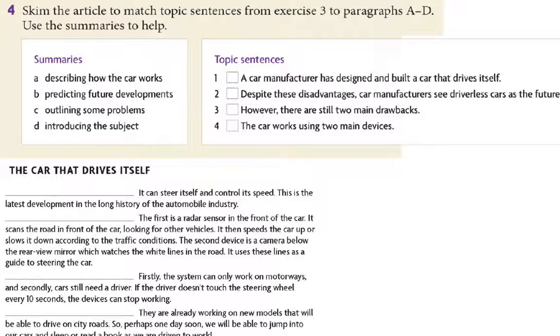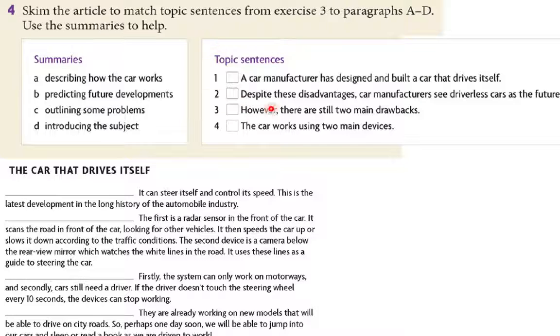Now we have exercise 4. Skim the article to match topic sentences from exercise 3 to paragraphs A to D. Use the summaries to help. So we have four summaries, A, B, C, D: describing how the car works, predicting future development, outlining some problems, introducing the subject.